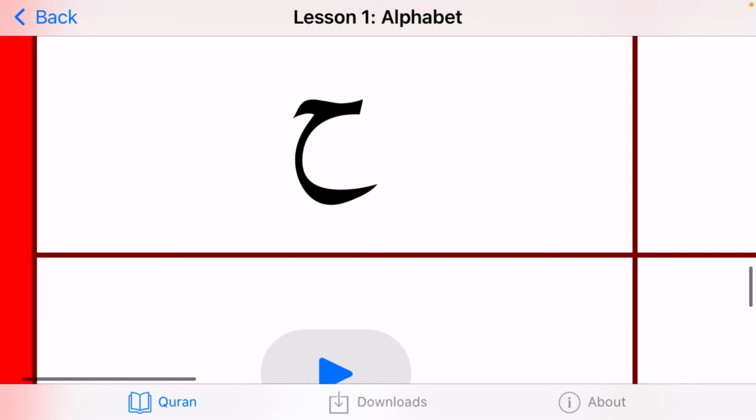What's this letter? This letter is ha. The difference between ha, kha, and jim is that jim has a dot below, ha has no dots as you can see, and kha has a dot above. This one is ha.